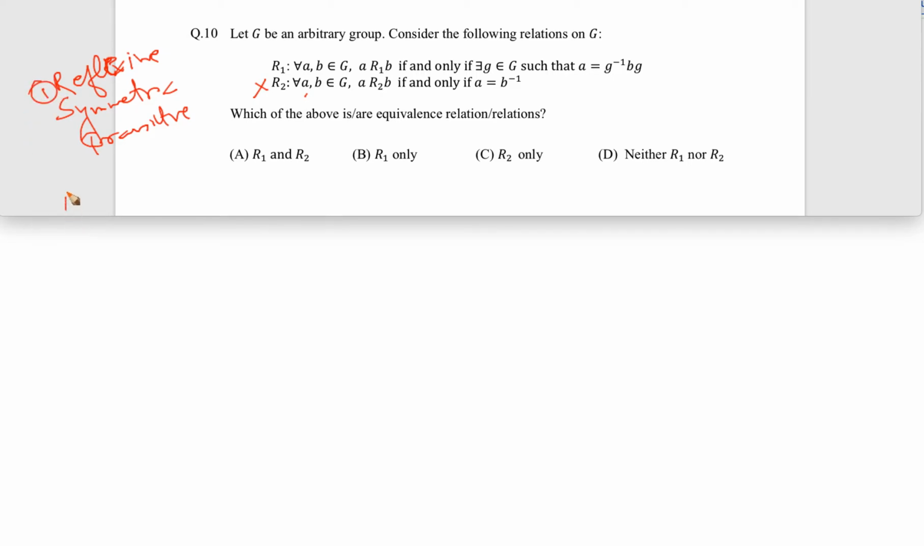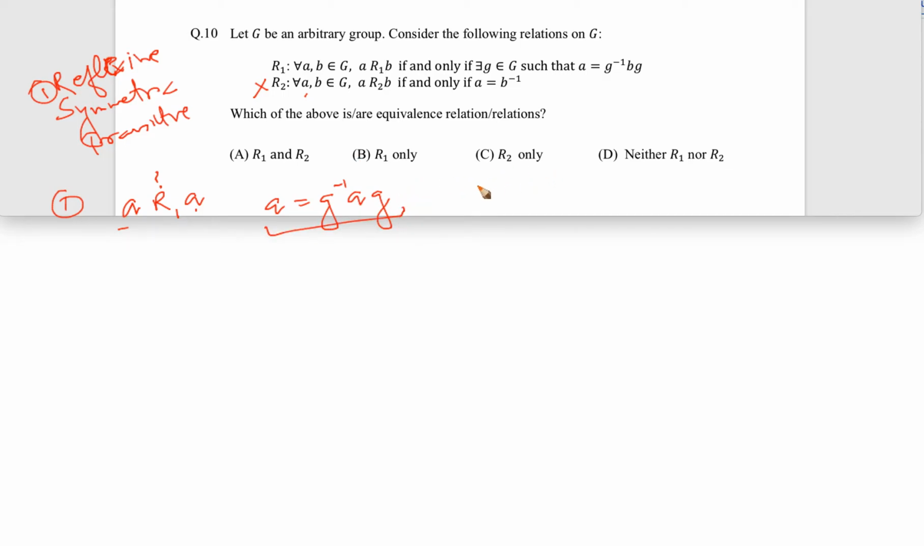Okay, let's take the first one. It is reflexive. See how. R1 holds true for all A if we are talking about reflexive. So A should be in relation with A, and I am telling you it is true, but let's check it. Is A in relation with A? This can only happen if there exists some G such that A is equal to G inverse A G. Instead of B I am putting A. Is there any element for which this holds? That is simply the question.